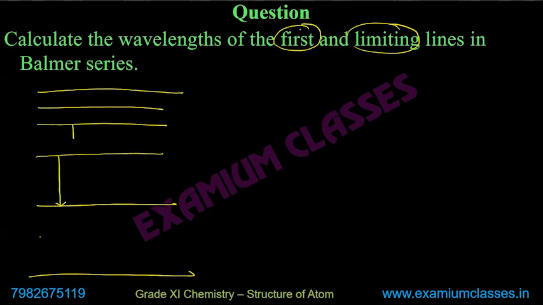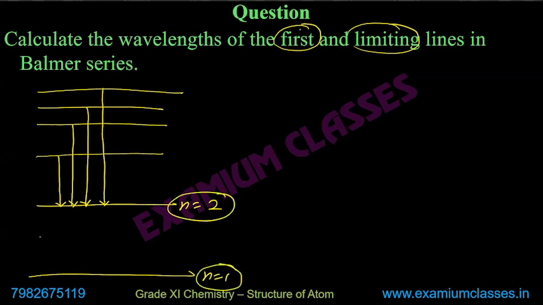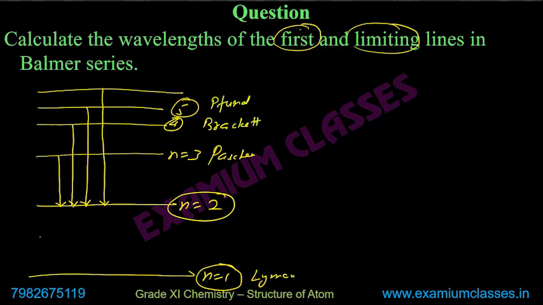This is a Balmer transition. All these are Balmer transitions because these are at n equals 2. n equals 2 is Balmer. n equals 1, n equals 3, 4, 5, etc. Lyman series here, and then for 2, it is Balmer.